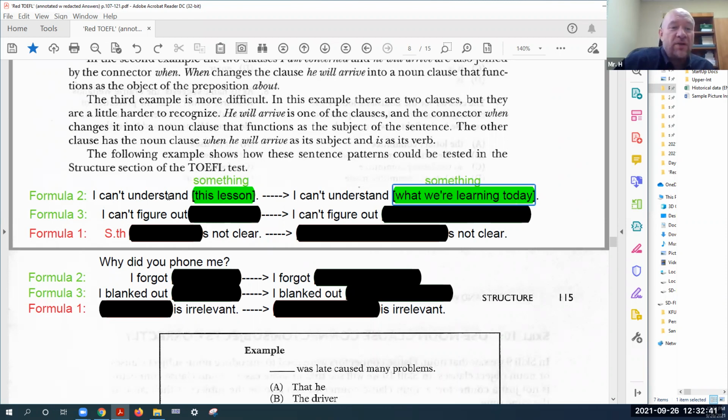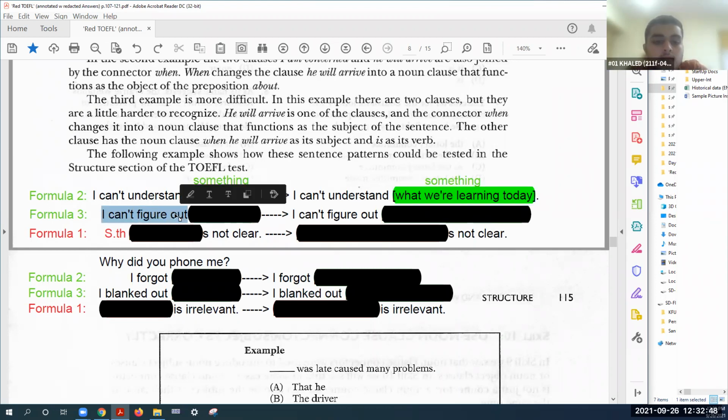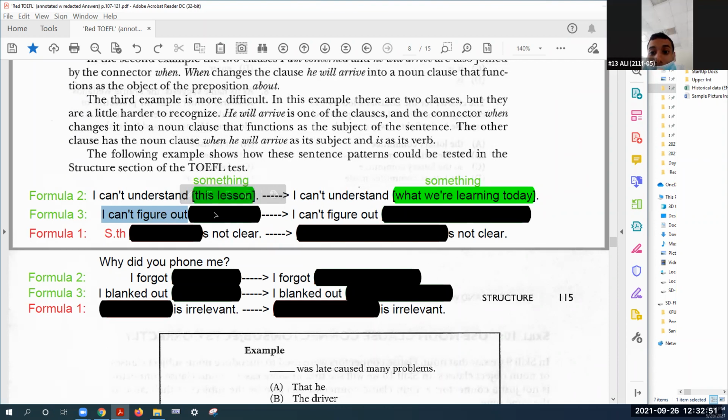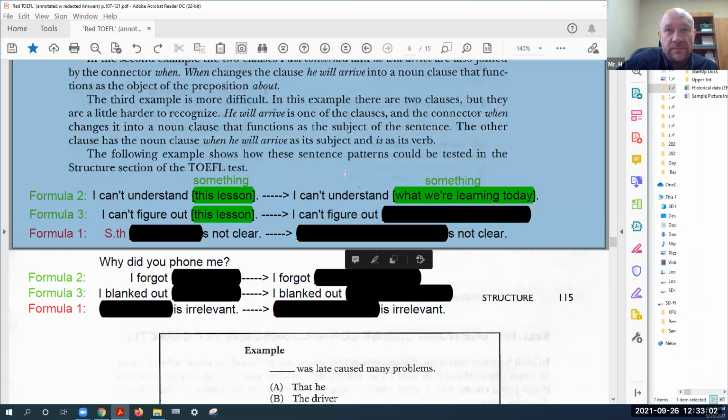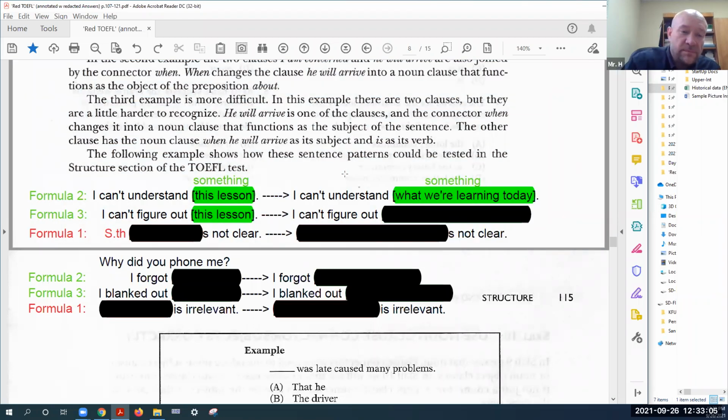All right, let's try another one. Let's see, Ali, Formula 3. I can't figure out something, this lesson. Okay, change this lesson to a clause. I can't figure out what we are learning today. Let's try Formula 1. Osama?